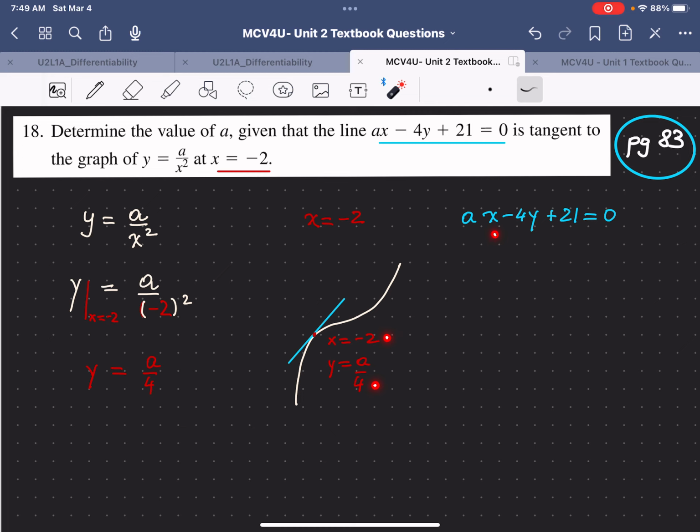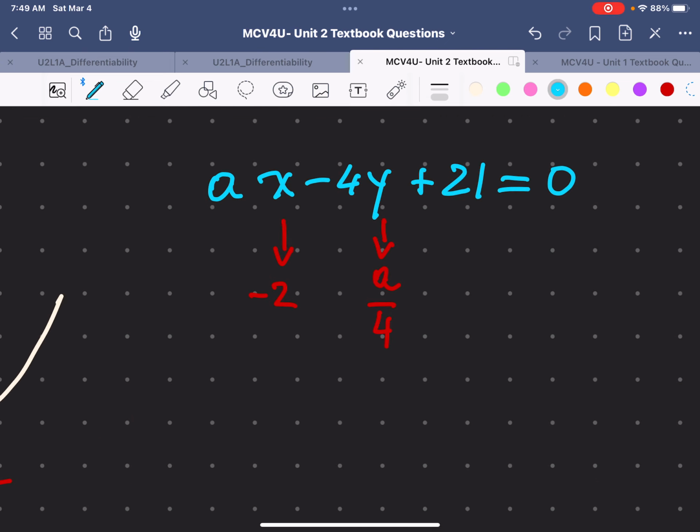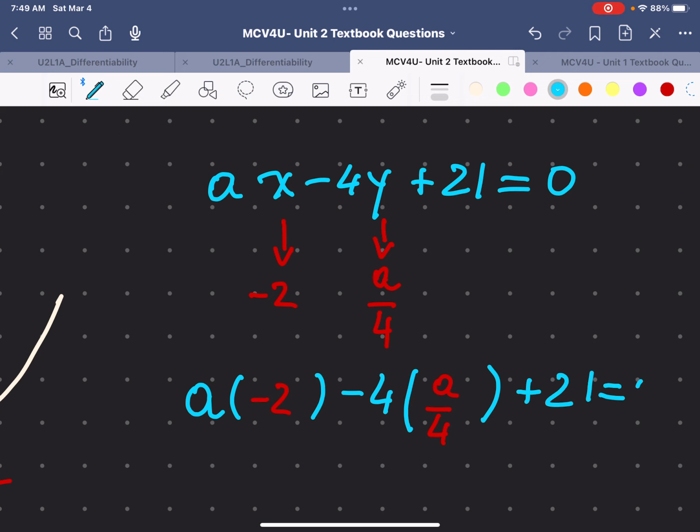Since it is a common point to both the tangent and the function, it must satisfy the equation of the tangent as well. So we'll bring x equals negative 2 and y equals a over 4 into the equation of the tangent line, and then try to solve this equation for a. Let's see what we get. So we have a, instead of x now we have negative 2, and then we have minus 4, instead of y we have a over 4, and then plus 21 equals 0.